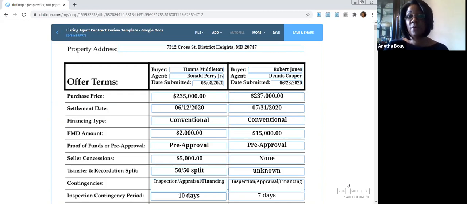Very thorough, and thank you, Curtis, for mentioning that, because this is available to all of us. All of us are able to go into Brokerment and pull this template, and all you have to do is download it in your dot loop, and you can work within this document. It helps you do a side-by-side comparison.